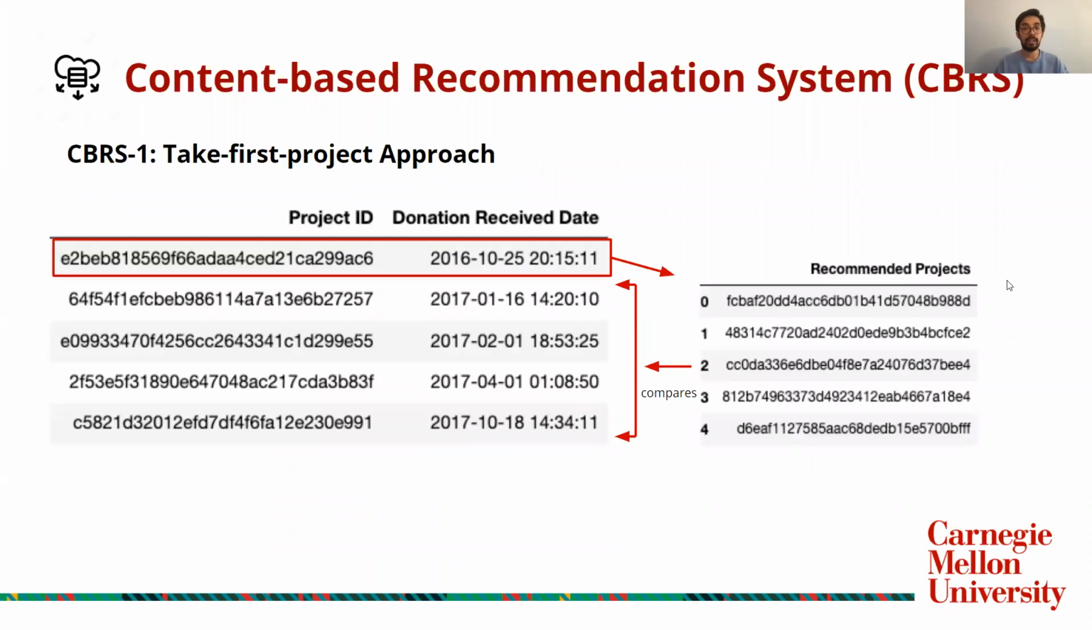In our content-based recommendation system, our first approach is take first project. It takes the first project of any given donor and then tries to find projects that are similar to that first project, and then tests it on the remaining projects that the donor has donated to, in order to validate if we have any hit.